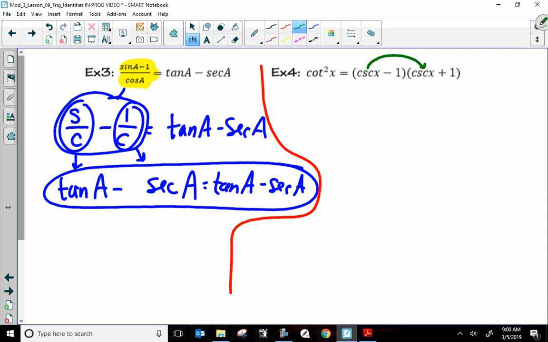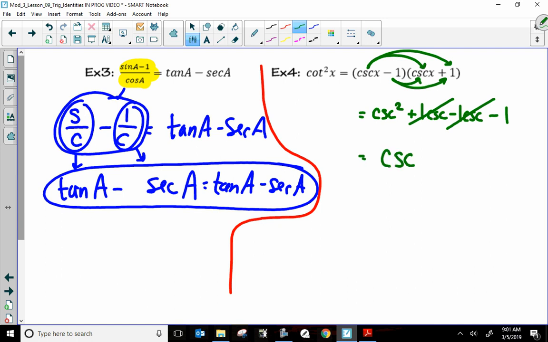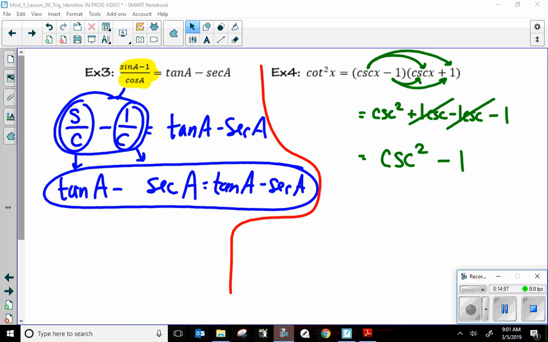Cosecant times cosecant is cosecant squared. Cosecant times 1, well, that's plus 1 cosecant. Negative 1 times cosecant is minus 1 cosecant. And negative 1 times positive 1 is minus 1. All right? So, these cancel, and I end up with cosecant squared minus 1. Here we go. And we're going to continue this.